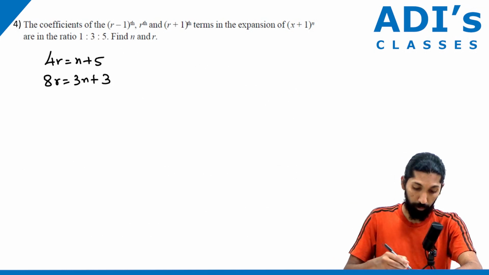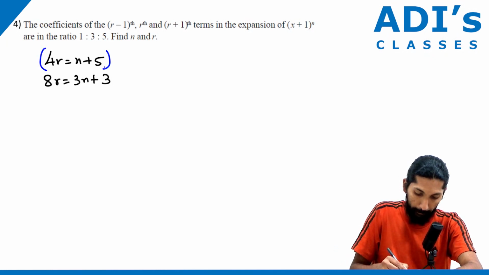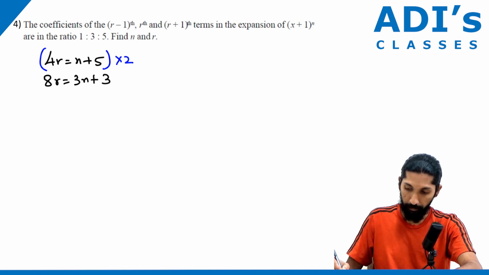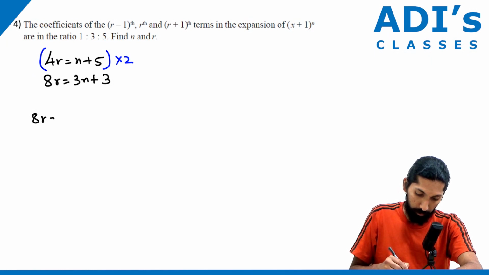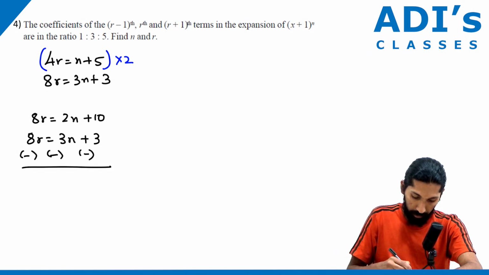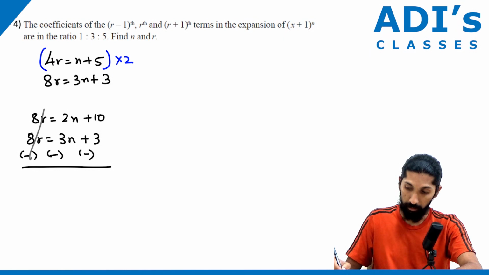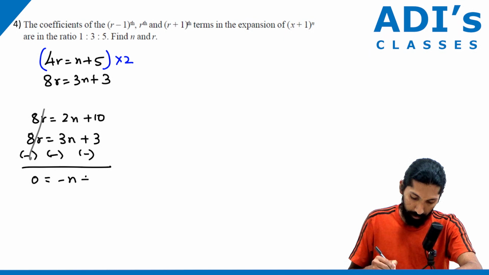See, these are the two equations, the first and the second. Now what we'll do is multiply the first equation by 2 and subtract the equations. If you multiply this by 2, you're going to get 8r is equal to 2n plus 10, and here 8r is equal to 3n plus 3. Now subtract. 8r gets cancelled, correct? So you'll have 0 is equal to minus n plus 7.